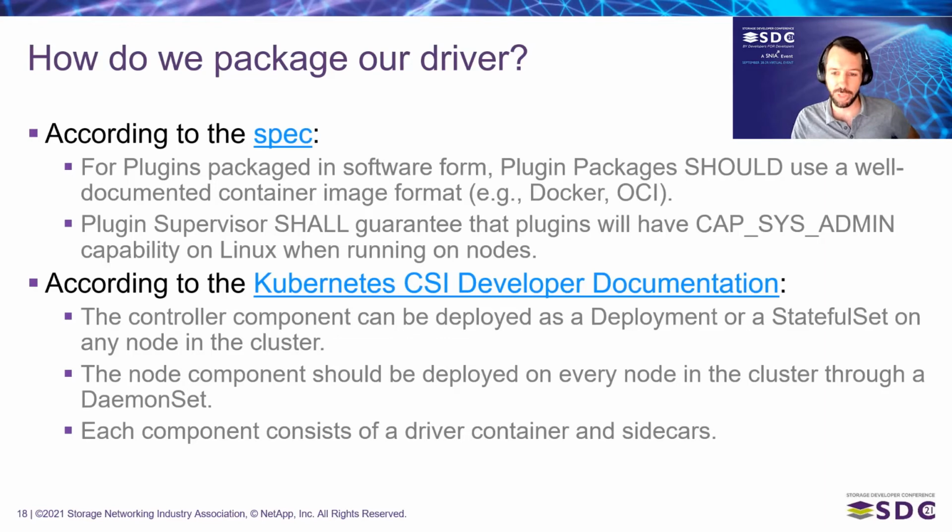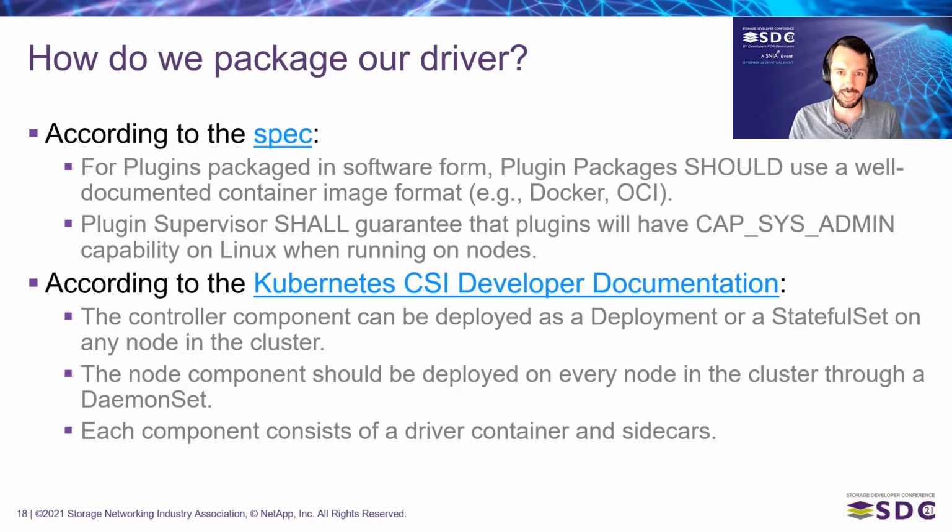And in fact, the Kubernetes CSI developer documentation spells out really only one officially supported way of deploying a CSI driver. And the idea is that you take the controller service and you package it up into a container and you deploy it to a single node, either using a deployment or a stateful set. And you take the node service, you package it up into a container and you deploy it to all nodes or some subset of nodes using a daemon set.